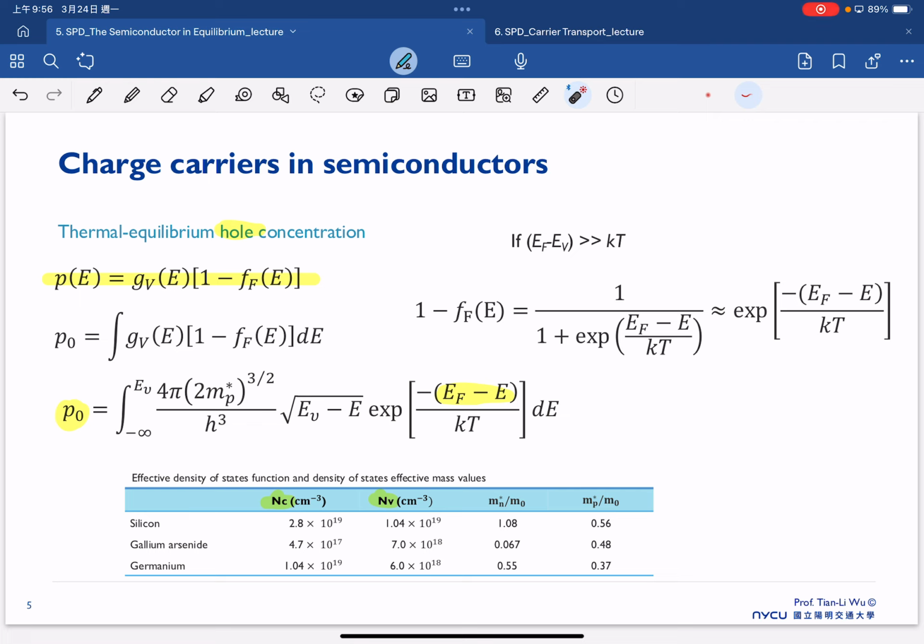So that's an example of how we derive the carrier concentration. First, we consider the allowed energy states, the allowed quantum states. That's why we have GC and GV. Then we apply the Fermi-Dirac distribution and integrate both, and in the end we get the concentration for electrons and holes.